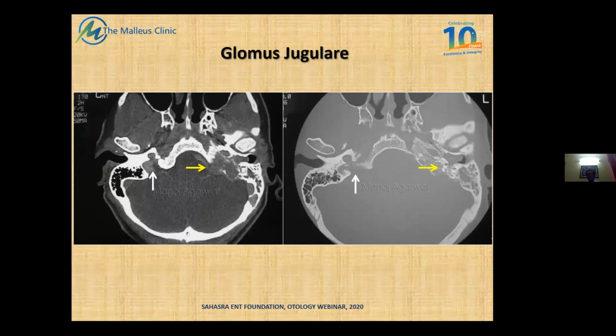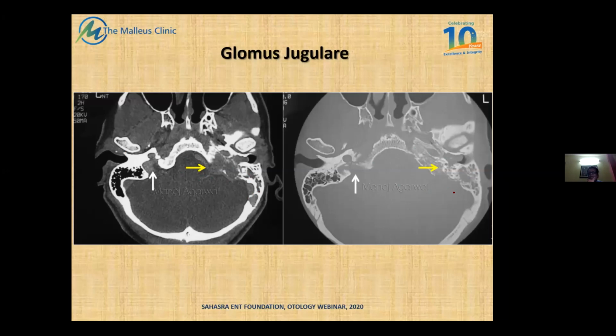Let's move a little more lower down with more complicated tumors. And so now we come to a glomus jugulare. One is the pre-contrast view and the other is the post-contrast view. So this is the post-contrast view. This is the pre-contrast view. You can see the extensive tumoral involvement at the base of the skull in close proximity to the jugular bulb. And you can see how destructive the lesion is.